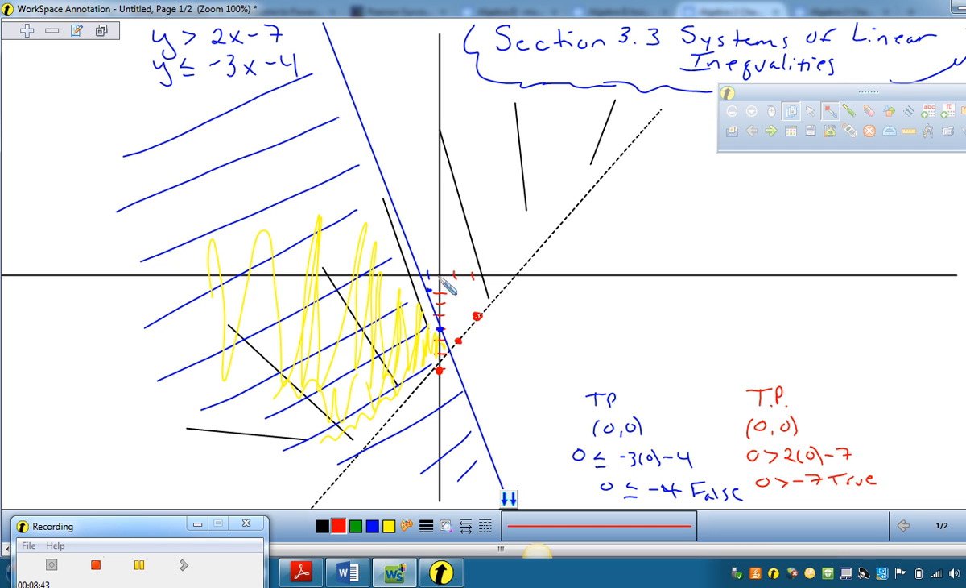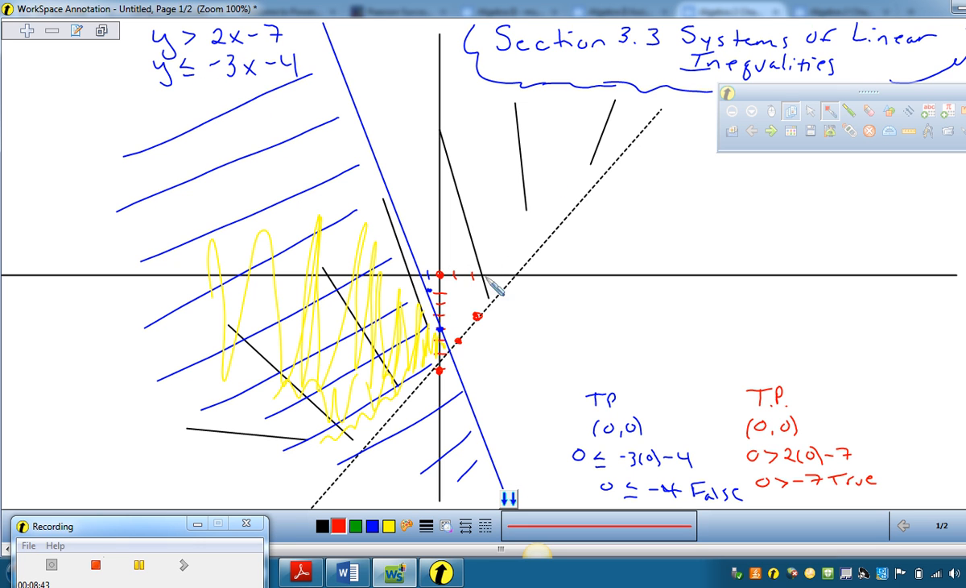I think it's a good idea to graph and shade for one inequality before you graph and shade for the other. So these black lines are my shading on the dashed line. Then I also need to graph negative 3x minus 4. y is less than or equal to negative 3x minus 4. So I go down 4. I go down 3 and over 1 to make my slope. Notice that is a negative slope. The graph of the line is solid because there is an equal sign.